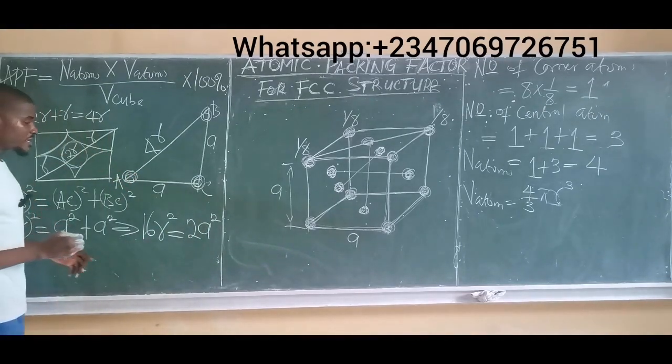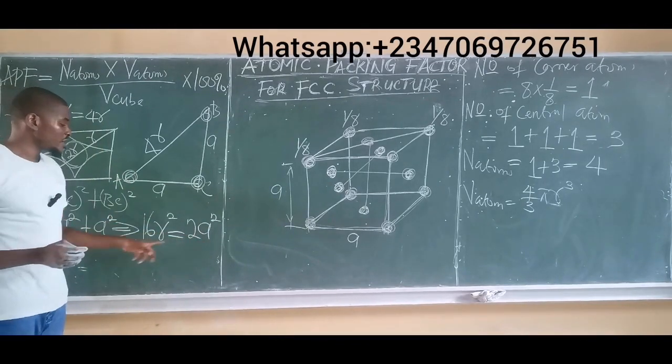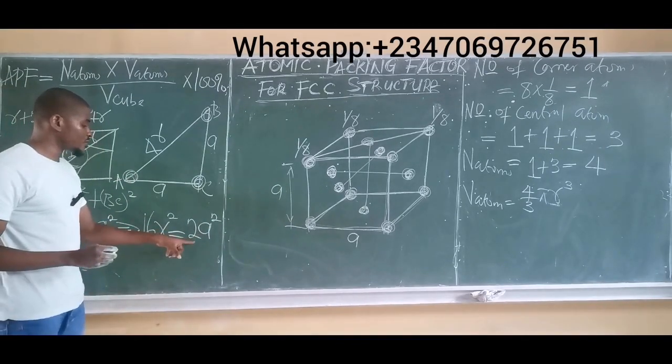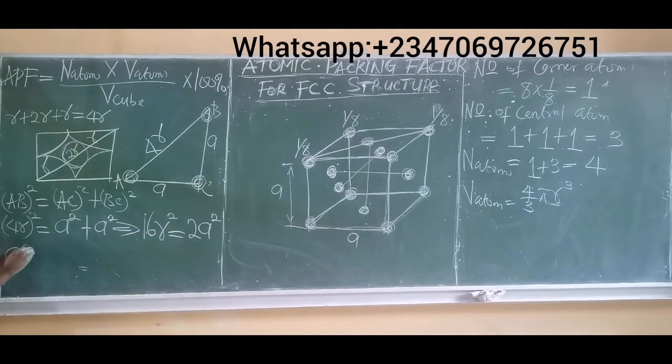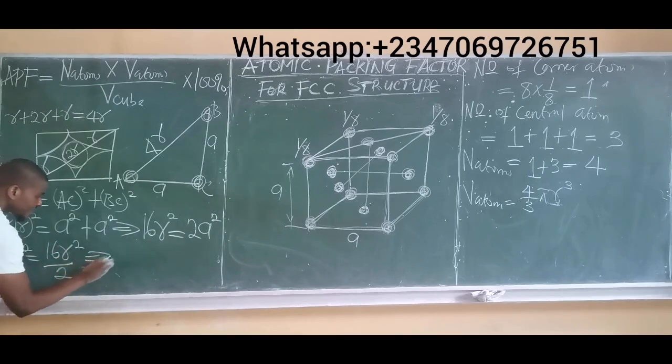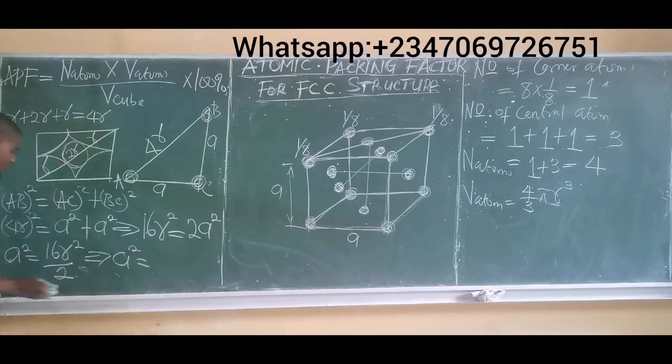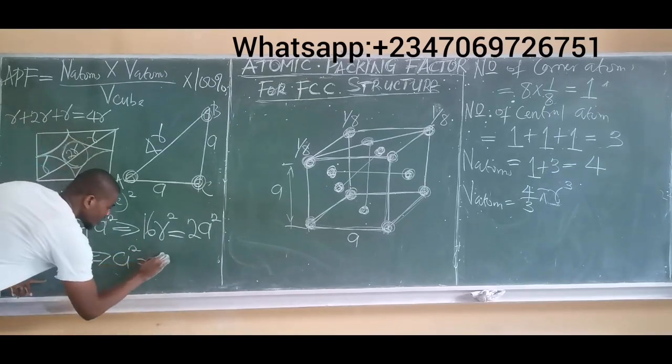We are targeting to make A the subject of the formula. So we divide both sides first by 2, which is the coefficient of A squared. We are going to have that A squared is equal to 16r squared all over 2. This simply implies that A squared is equal to 16 divided by 2, which gives us 8.